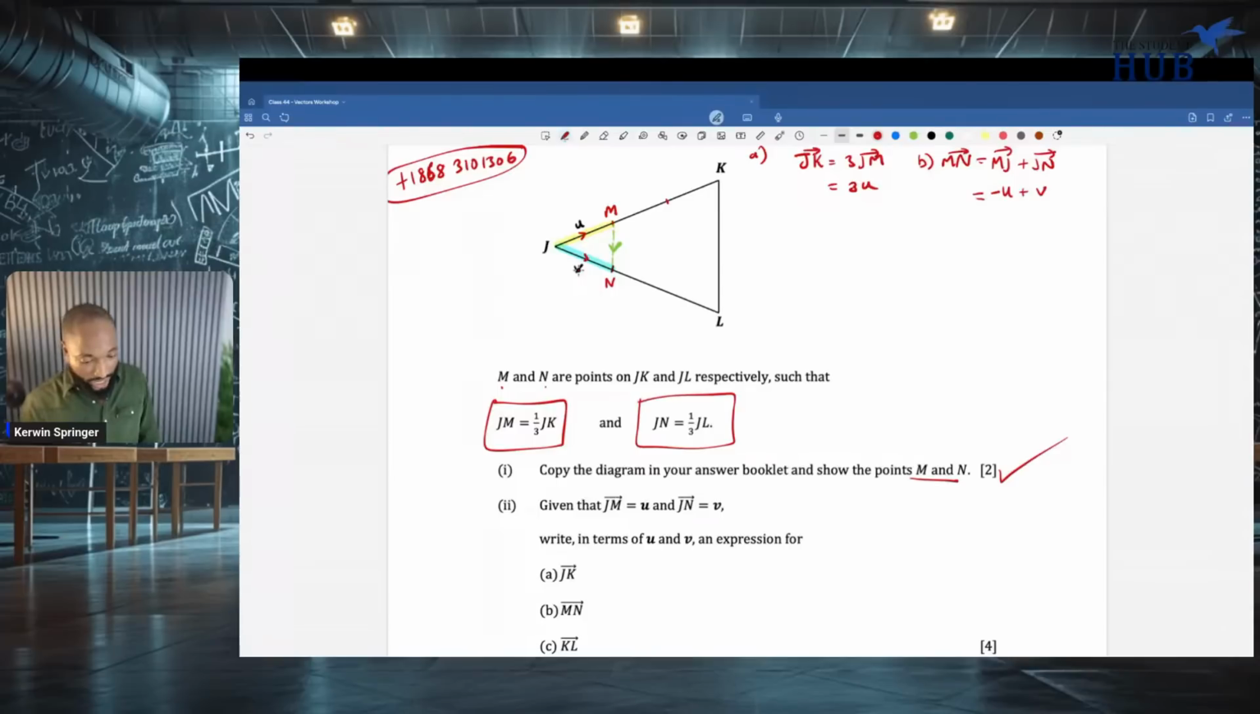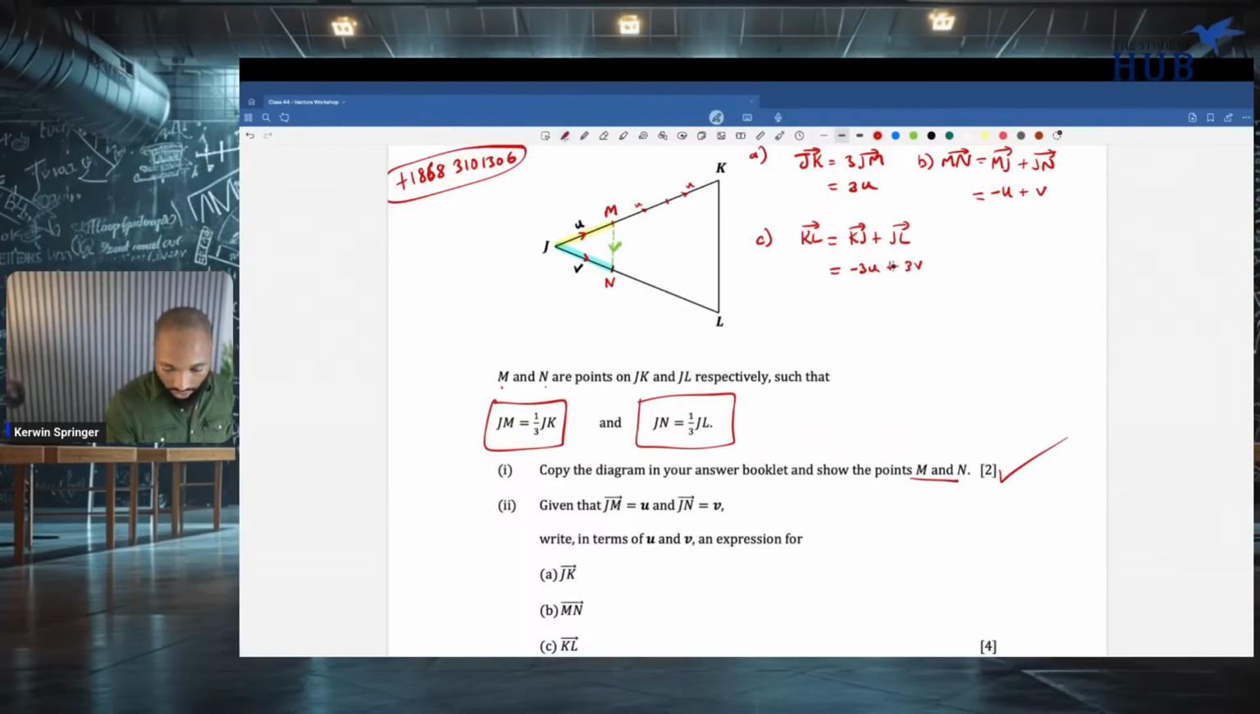So we get the next one, KL. KL should technically just be this multiplied by 3 because we're seeing that this is a ratio and this is 1/3 of the way. But fine, let's pretend like we didn't know. KL is the same as K to J plus J to L. K to J is negative 3U because remember this is a U and this is a U, so I need to go backwards on all these U's. That's negative 3U plus forward 3V. Very straightforward, right? So this is KL.